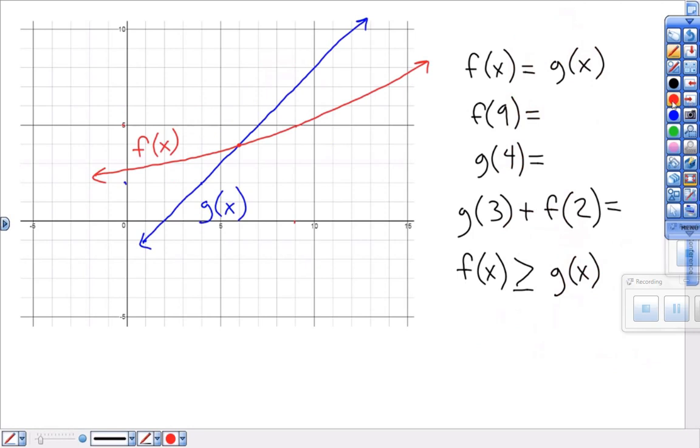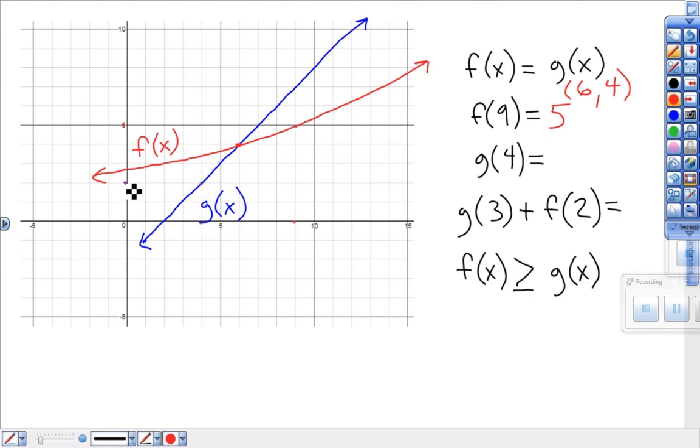Alright, second one. Here we go. This one. Where are they equal? They're equal where they intersect at the point 6, 4. Fix that on your paper. Number 2, f of 9 means go to 9 on the x-axis, hit that f line, should give you 5 when you hit that line correctly, hopefully.